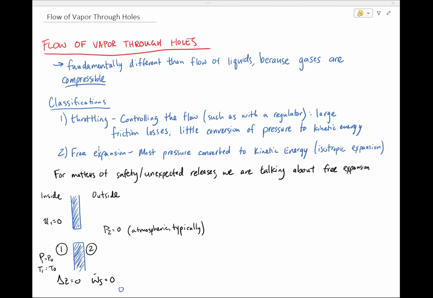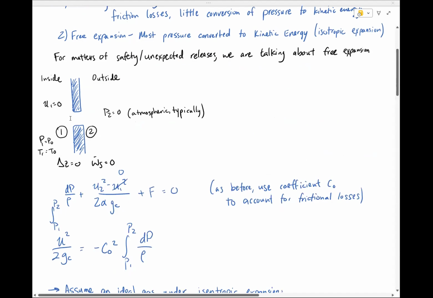But anyway, diving into the theory, we're going to start with just the generic flow through any hole. So the inside situation is going to be right on the inside of the hole, inside of the vessel, and outside is going to be point 2. Just as before, the pressure at point 2 on the outside is going to be typically atmospheric. The pressure inside is going to be something. We don't necessarily know what it is, so we'll call it P0. And we'll also call the temperature inside T0.